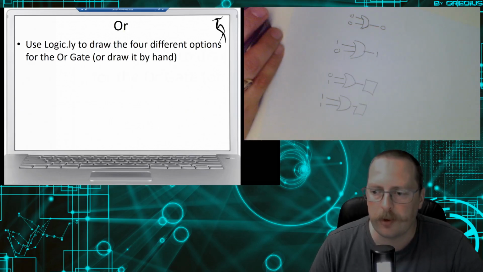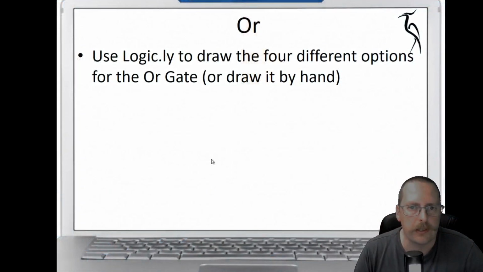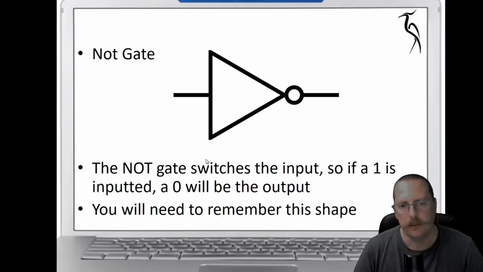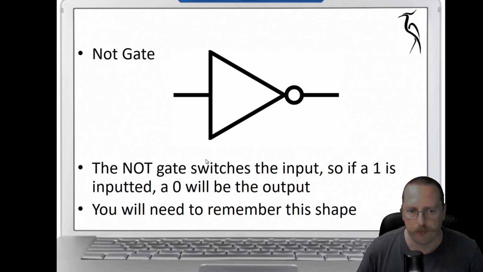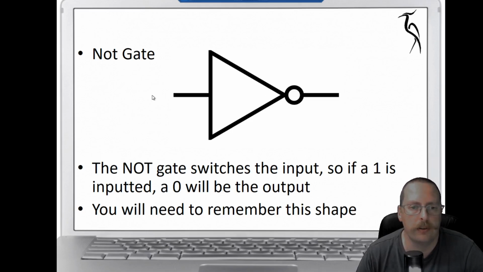What we now have is the task for the NOT gate. The NOT gate looks like a triangle, and what this does is whatever the input is here, the output will get changed to the other value. So if the input is on, the output is going to be off. If the input is off, the output will be on. So if it's a 0 here, it'll be a 1 here. If it's a 1 here, it'll be a 0 here. So it just changes the output.